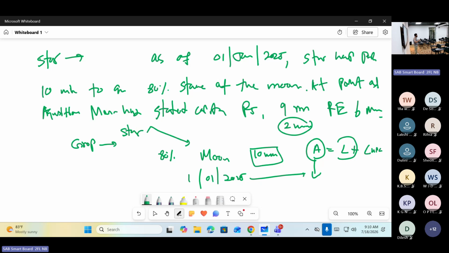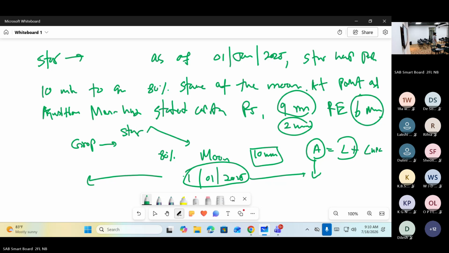whatever the equity means, same meanings, right? Then, as at the acquisition date, what's your net assets? 6 million plus 9 million. 15 million net assets is there. You can understand. Net assets 15 million. Now to acquire 80% of the net assets, I am paying 10 million.